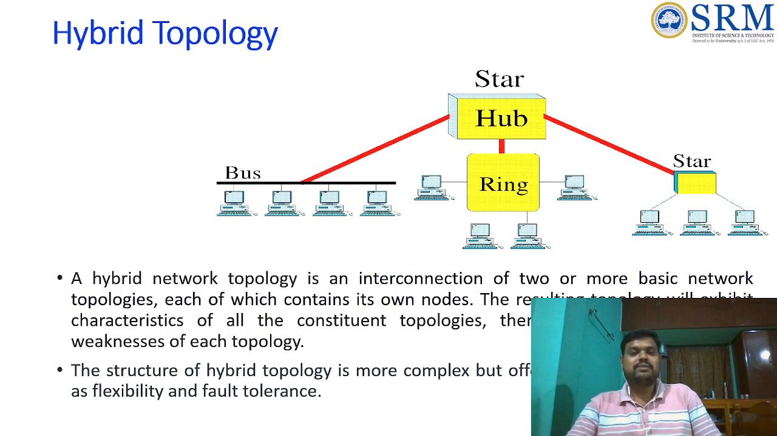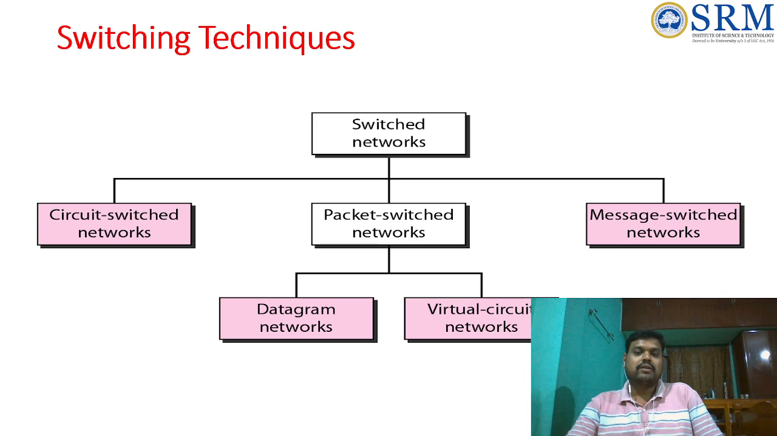Then the next one is the hybrid topology. If you combine any of the topologies, then it will form a hybrid topology. For example, if you combine bus topology and ring topology or star topology, whatever it is, it will create a hybrid topology. Hybrid topology is basically a complex one, but it offers various advantages such as flexibility and fault tolerance capability, but it's complex to create. So it is not used much in the real-time market, right?